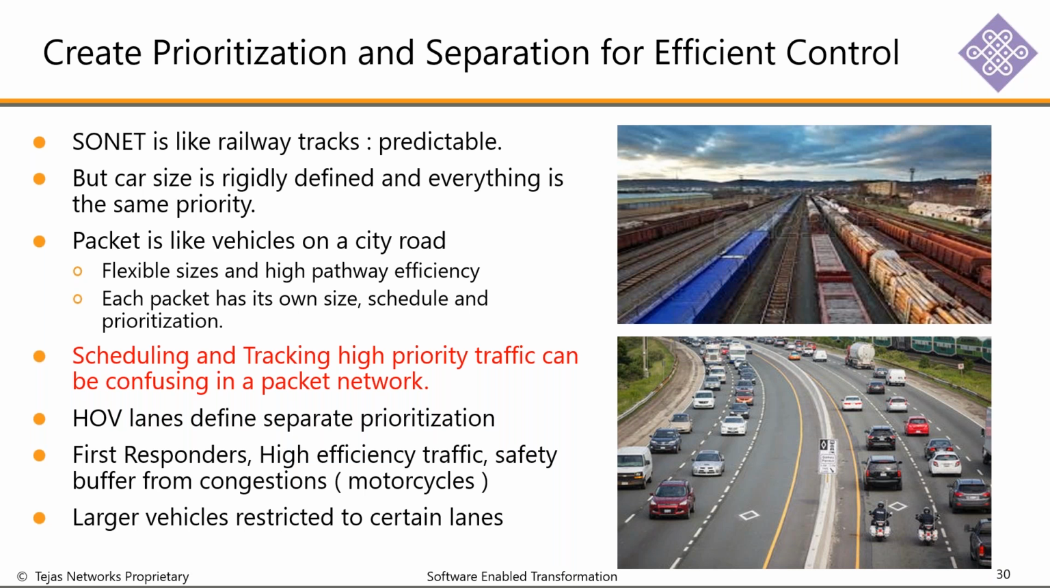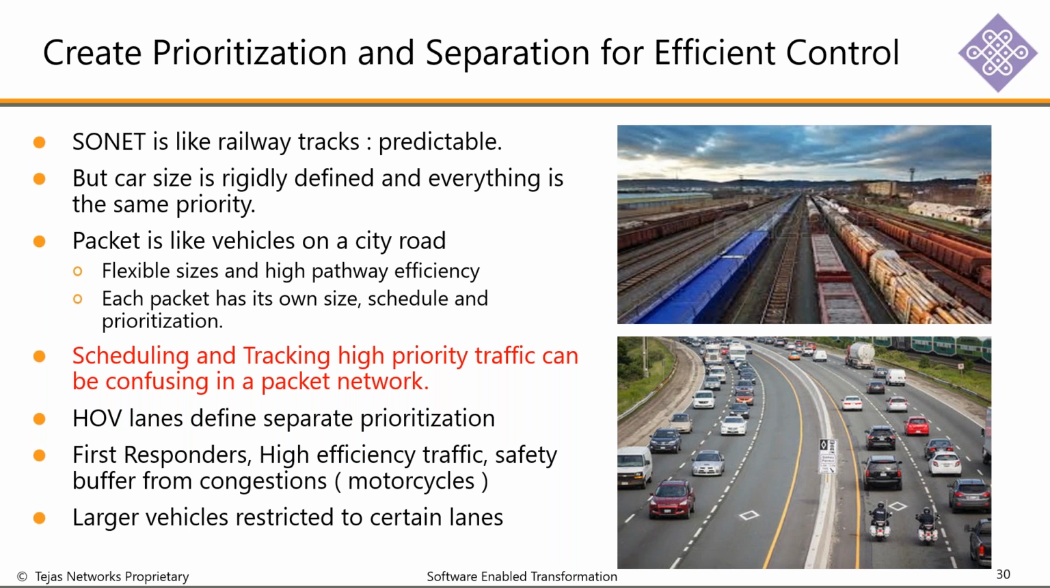Somewhat analogous to the bottom picture, you could create HOV lanes, virtual HOV lanes for certain time segments, to say, whenever I've got something to go down the HOV lane, it gets priority because it's supposed to get there fast, whether that be for first responders, high efficiency traffic, safety buffer for congestions for motorcycles. And we can turn that around for our applications to say, for first responders, in other words, traffic that's meant for 911 services or anything such as that, fire, etc. Traffic that people have paid for, that they want to have delivered as quick as possible.